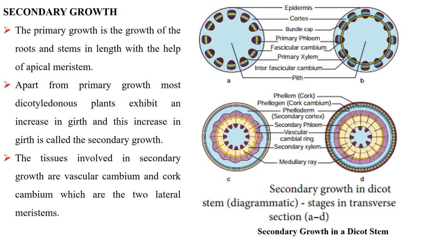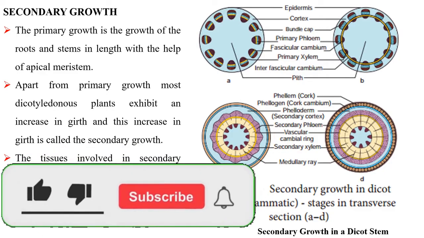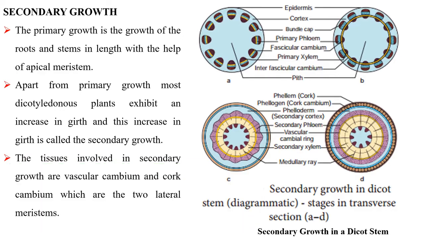Secondary growth. The primary growth is the growth of the root and stems in length with the help of apical meristem. Apart from primary growth, most dicotyledonous plants exhibit an increase in girth, and this increase in girth is called the secondary growth. The tissues involved in secondary growth are vascular cambium and cork cambium, which are the two lateral meristems.